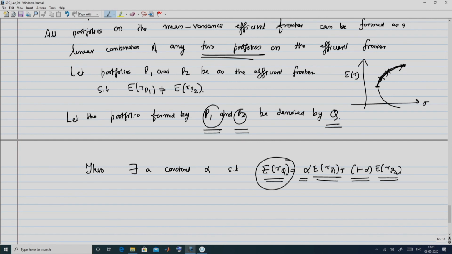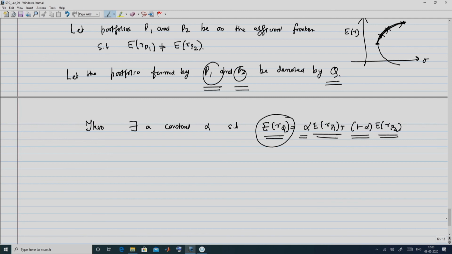and 1 minus alpha, you do it simply by setting this to be equal to E of R Q. So, you can solve this for alpha in terms of E of R Q, which is what you specify as an investor, and E of R P 1 and E of R P 2, which is already given to you.